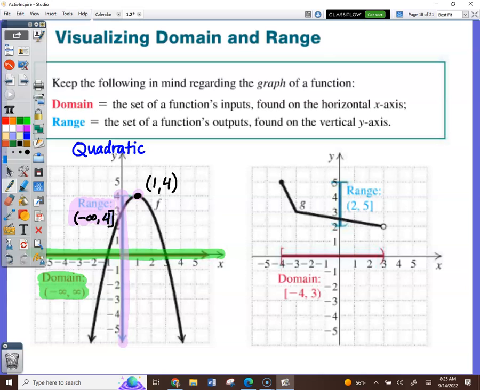Now let's go to a graph that's not necessarily like a specific function. This is called a piecewise graph. Pieces put together still makes the function, passes the vertical line test, right? Okay, so domain. Going back to the other color.